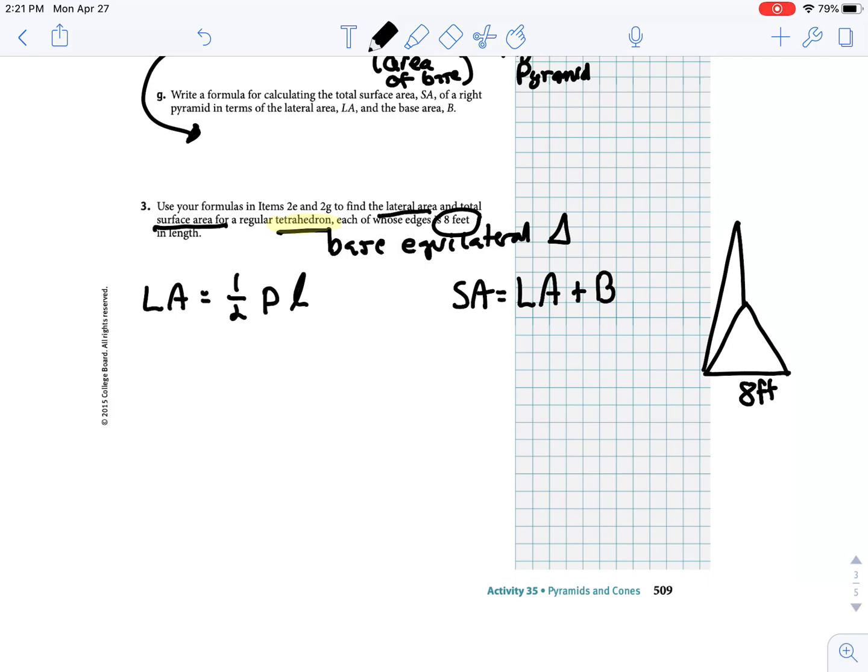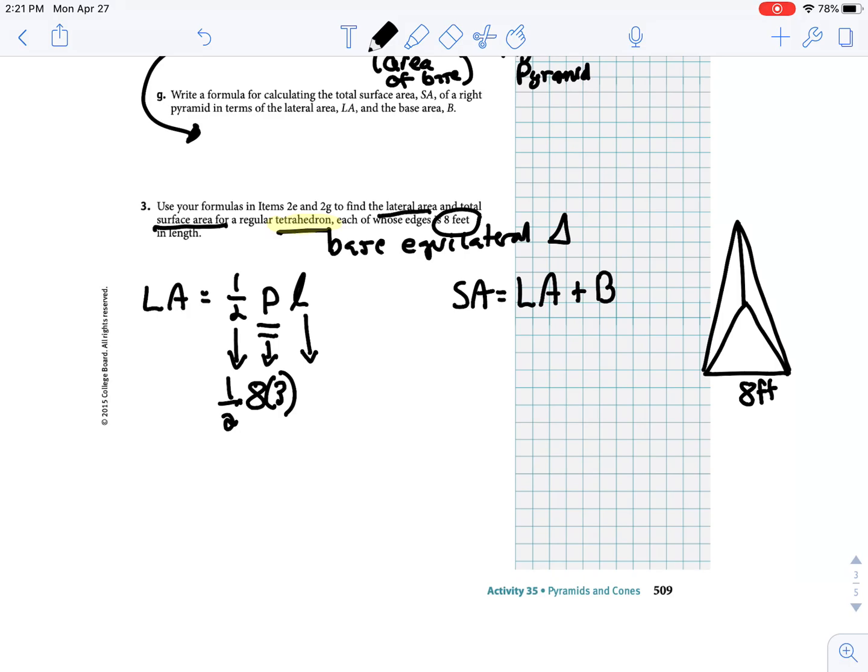We know that these are all going to come up to a point, and that all of these are going to be 8 feet. So if we want to use this formula, the first thing we have to do is figure out what is the perimeter of the base. Well, the perimeter of the base is going to be 8 feet times 3, since it's a triangle, and we're going to be multiplying that by 1/2.